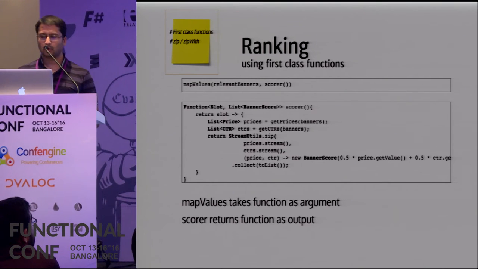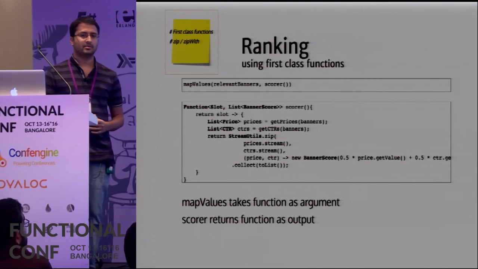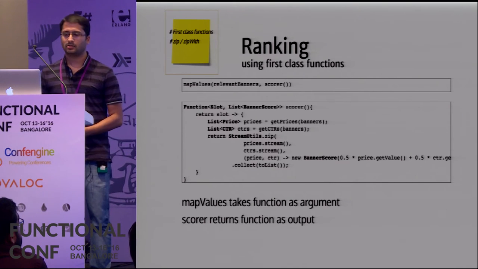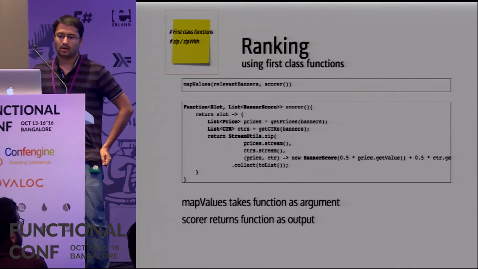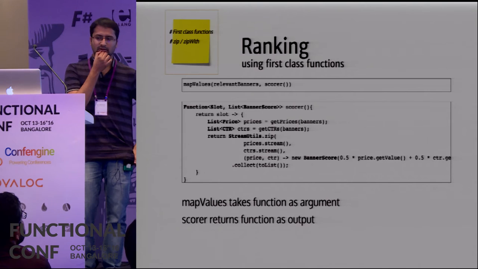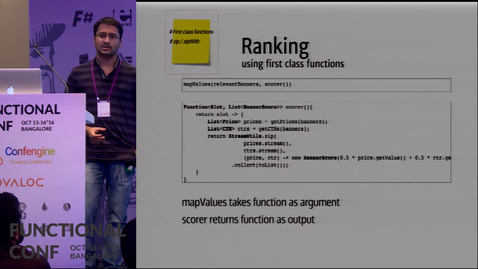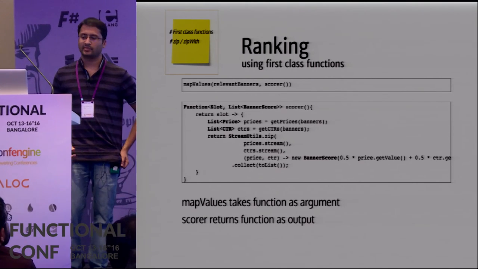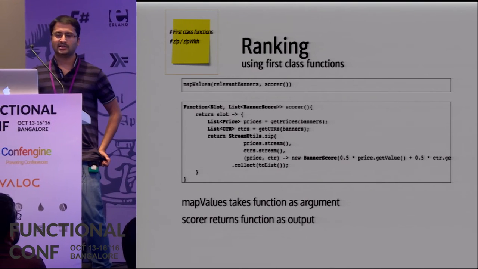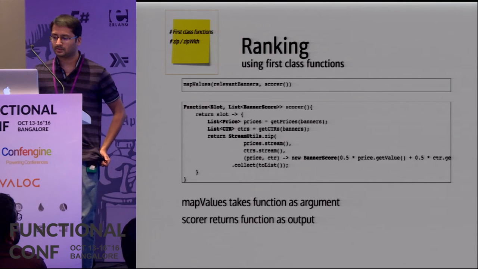Now coming back to scoring, you can score banners using some combination of all these different scoring criteria. Like let's say we choose price and CTR in scoring a banner. One simple formula that we could use is to assign 50% of the weight to price and 50% of the weight to CTR. In real world, this might change a lot. It can even be a product of price and CTR with some exponential coefficients.